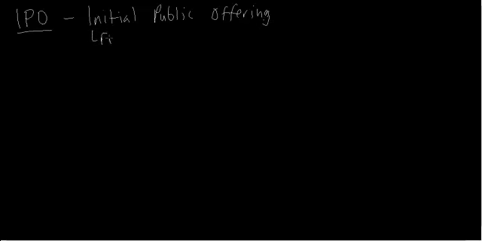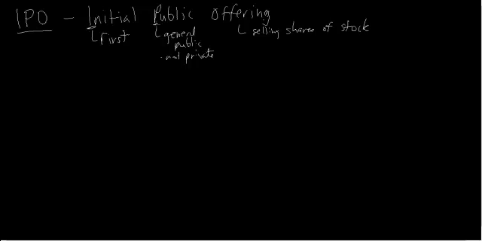Initial, of course, means it's the first of its kind. Public means to the general public, or not private. And offering is just, basically selling shares of stock. Okay, so there's a little bit of detail about what the IPO stands for, initial public offering. It's the first offering of shares to the general public, right?